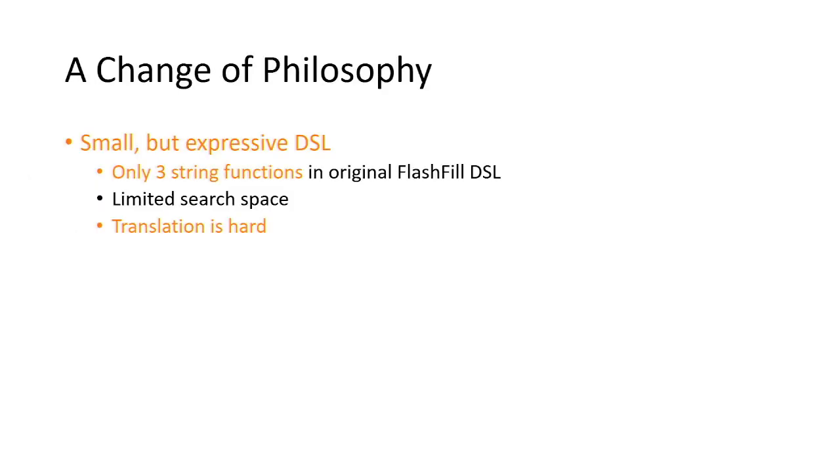So to satisfy these two asks, we needed a change of philosophy. FlashFill has a small but very expressive DSL. If you really look at it, the original FlashFill DSL had only 3 string functions. So there are 3 very messy string functions. And the idea was you limit your search space a lot, and you write a synthesizer that's highly optimized for these 3 functions. And translation is hard, right? Because these are very messy functions that I don't know how to translate idiomatically.